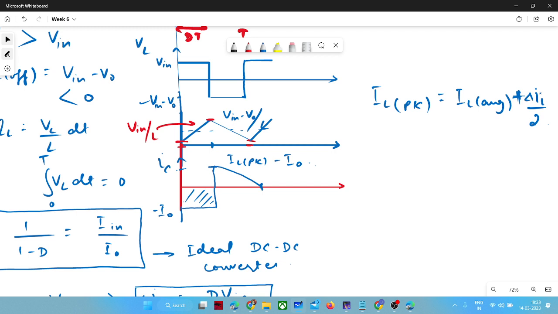You should plug those values in IL peak and you will get the exact value when you are trying to solve any numerical. And if it is at the boundary of continuous and discontinuous, then only it will touch this point. Otherwise, it will have some finite value since your IL has some finite value.